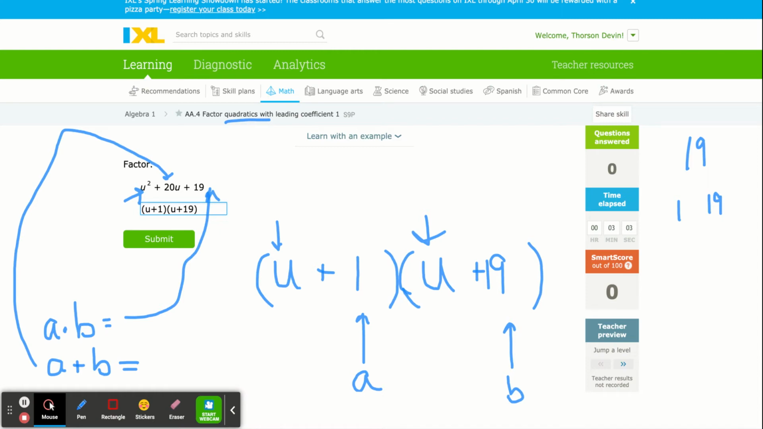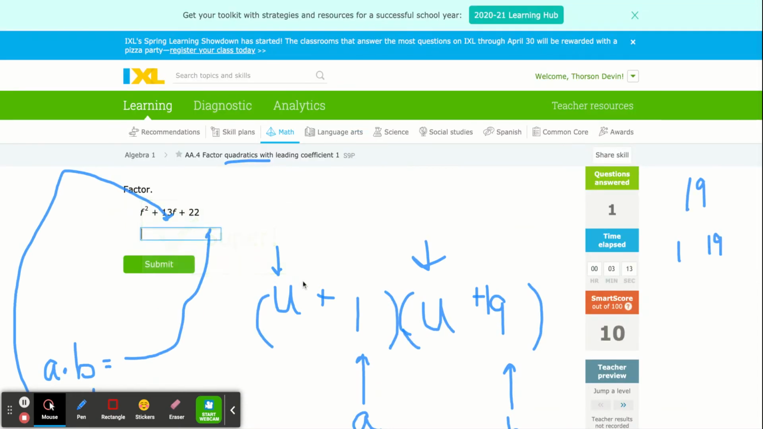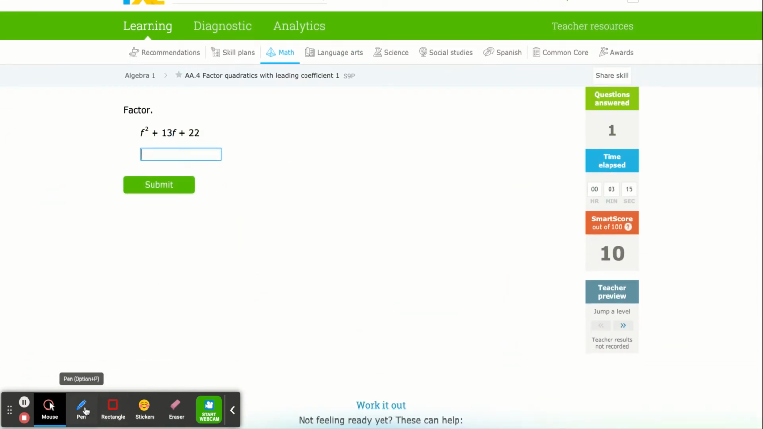And it would not matter if you did the 19 first. I could have done the 19 in the first set of parentheses and the 1 in the second set of parentheses, and it will still mark you correct. So this is how you do this.